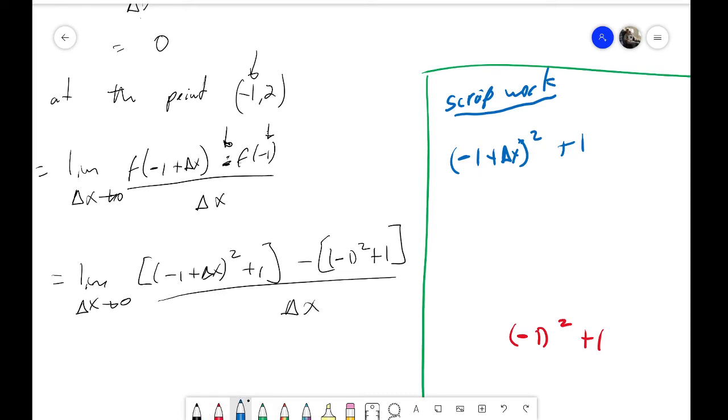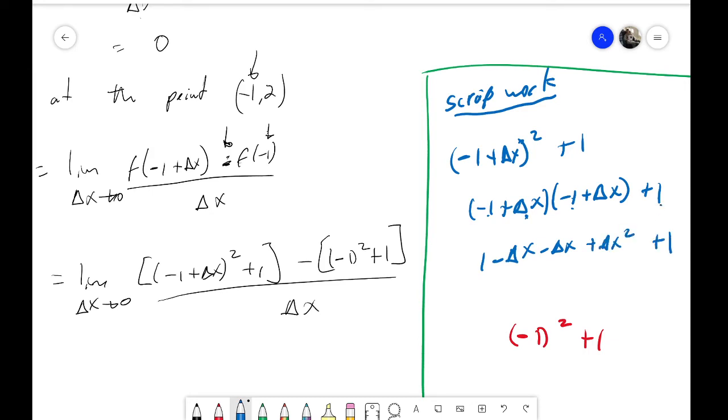When you square this, you're basically doing minus 1 plus delta x times minus 1 plus delta x, if you don't remember. So you're going to FOIL this. Minus 1 times minus 1 is just 1. Minus 1 times delta x is minus delta x. Delta x times minus 1 is minus delta x. And delta x times delta x is delta x squared. And then you still have the 1 carried over.